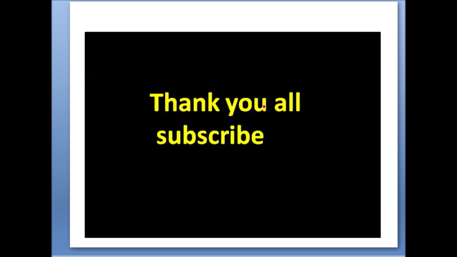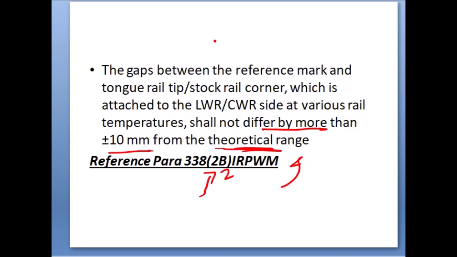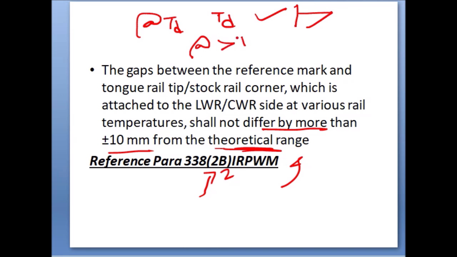Okay friends, I hope whatever I wanted to discuss today was clear, right? So at TD and welding also at TD, you need not adjust, just check the location of the tongue rail and weld it. Okay, if you are welding at other than TD, greater than TD or less than TD, then you have to adjust the tongue rail position, and if it is within the range as per code, then you need not adjust. That's what we have learnt.